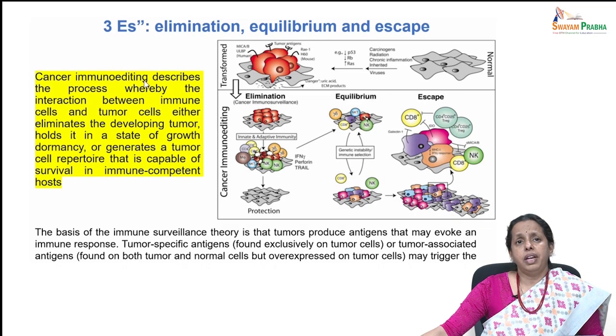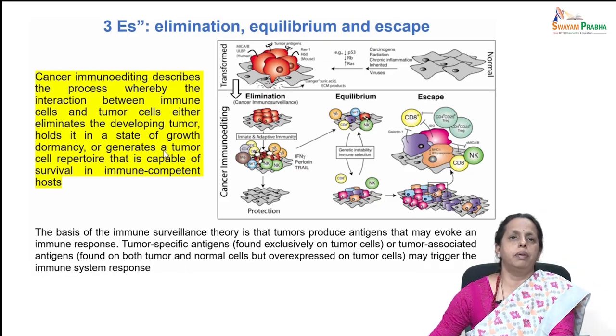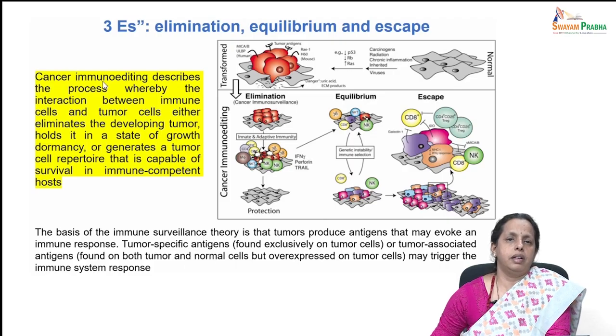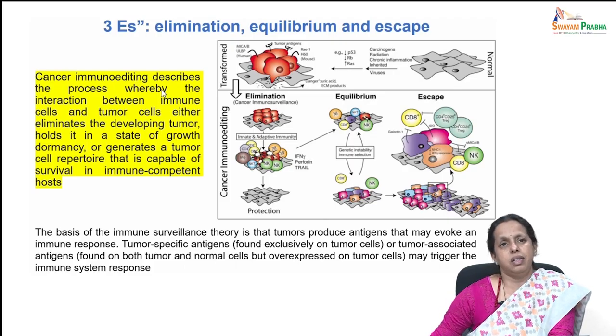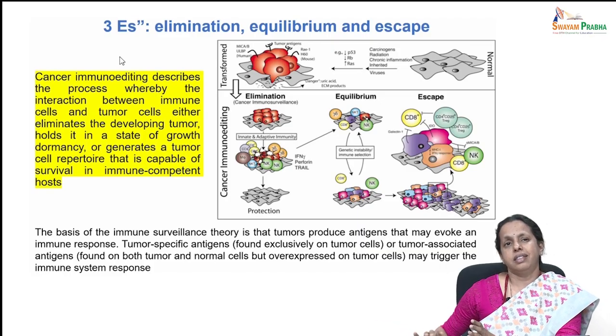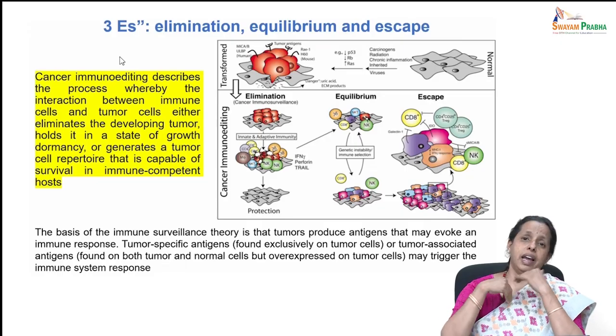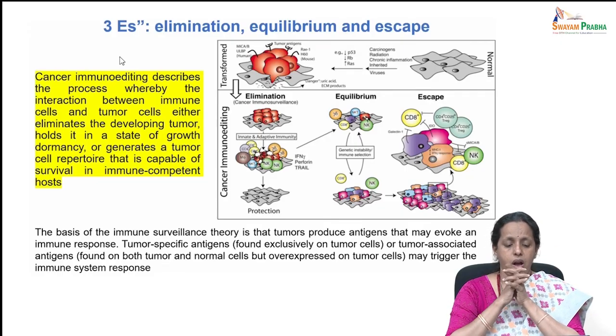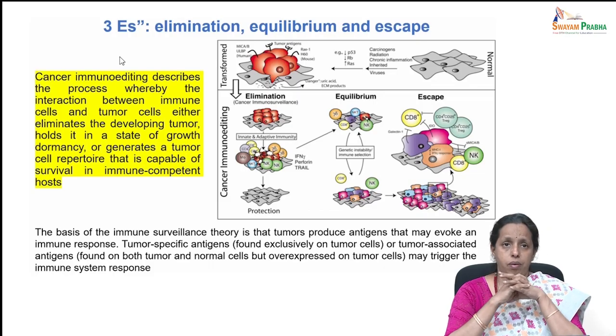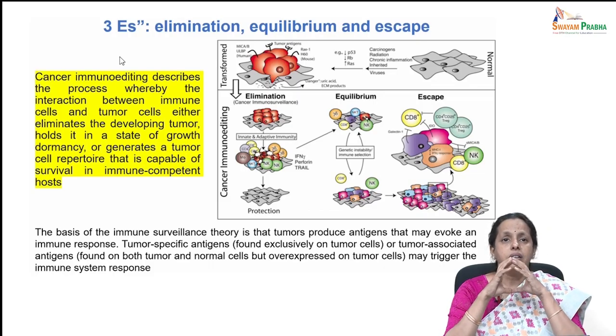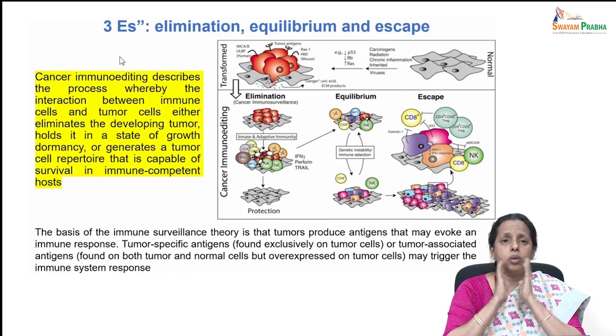Now coming to a very important topic, cancer immunoediting, as we have discussed before. Fantastic term, isn't it? You have the T cell engineering, then cancer immunoediting. What does it describe? A process whereby the interaction between your immune cells and the tumor cells will either totally eliminate the tumor, which will not allow it to progress, or hold it in a state of dormancy, or generate a tumor cell variant that is capable of surviving in an immunocompetent host.